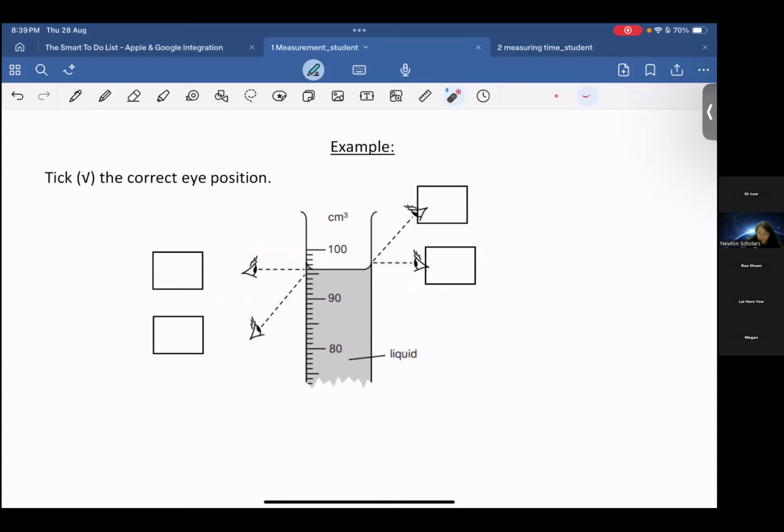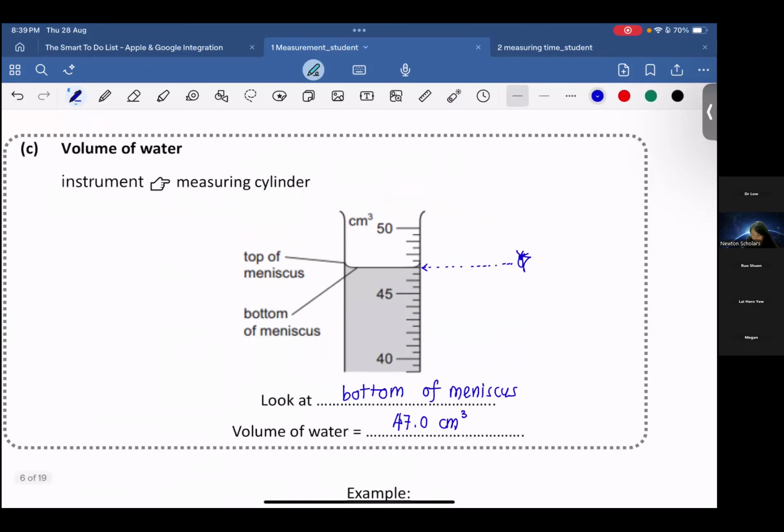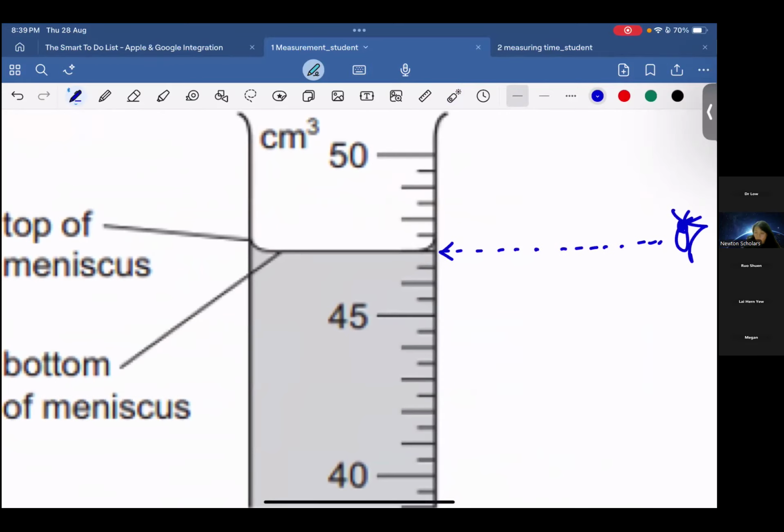Thank you. Left hand side, yes, here. Okay, then after that, there is one past year question. They're asking you, why do we take the bottom of the meniscus? They will say, why do they take the reading of the bottom of the meniscus?